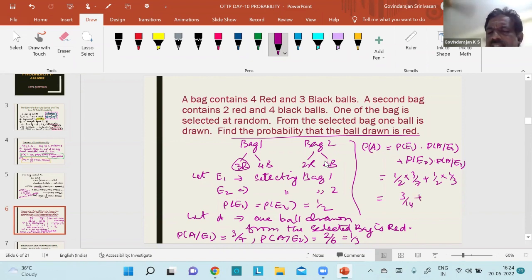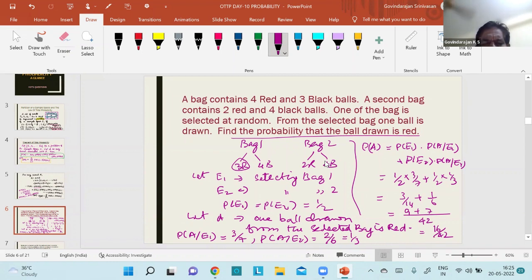3 by 14 plus 1 by 6. Am I right? 3 by 7, 1 by 2 into 3 by 6. Yes. The total is by 14 and 6, 42. 42 is LCM. So 9, 3, 14 is 42, 7 plus 7. So 16 by 42. Am I right? Am I wrong? Something else.